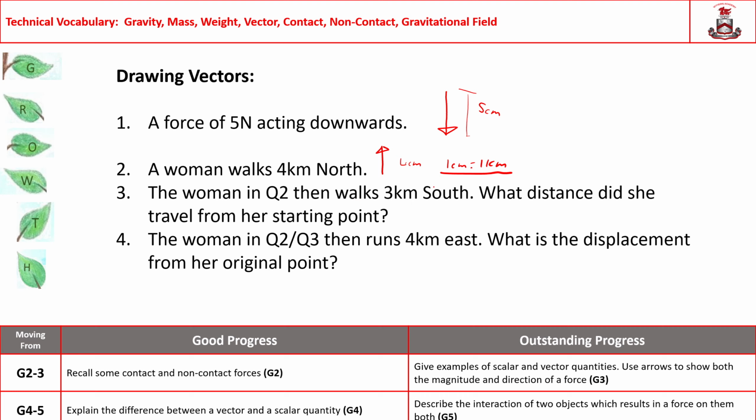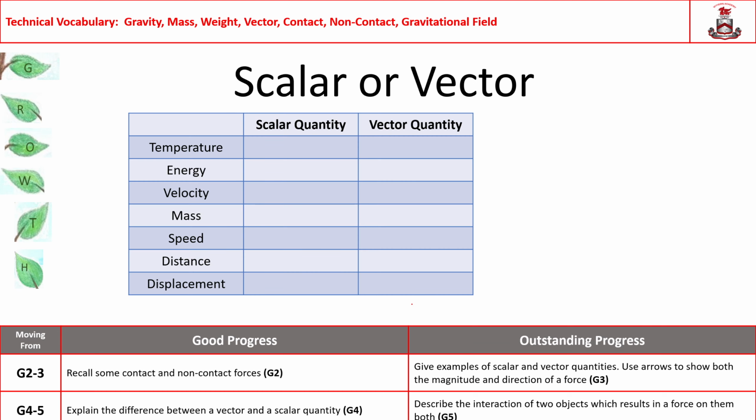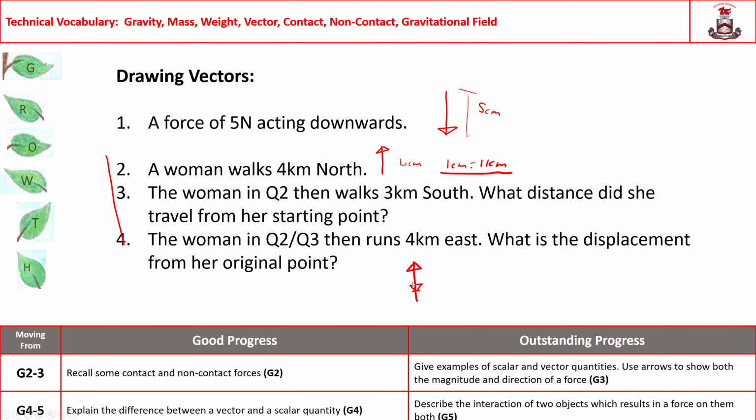Now, let's talk through these. So a woman walks 4 kilometers north. She walks 4 centimeters north. She walks 3 kilometers south. If she walks 3 kilometers south, she goes back the way she came, but she ends up here. Okay, so let me draw your... It's hard because it's not different colors. She then runs 4 kilometers east, like that.